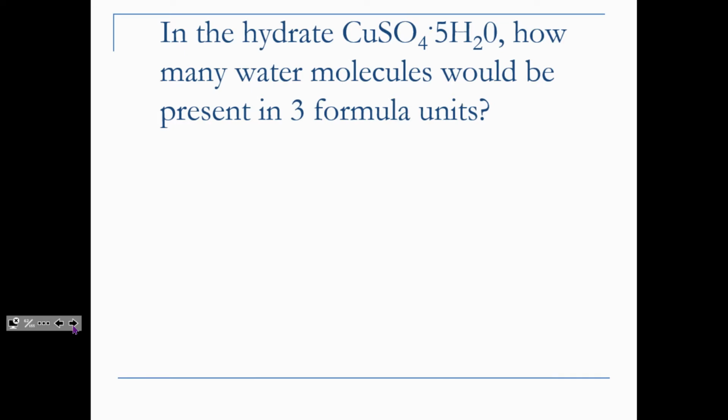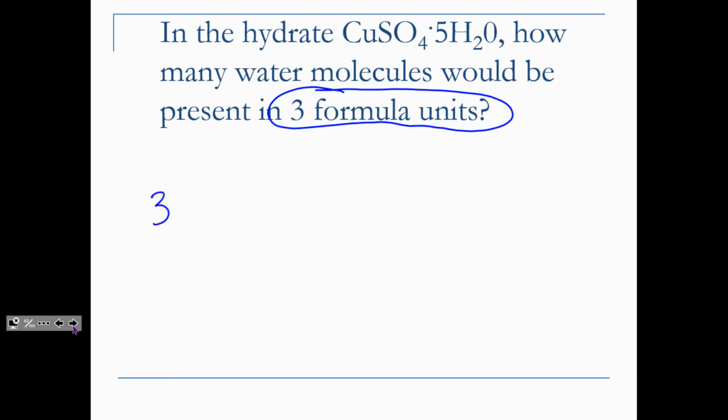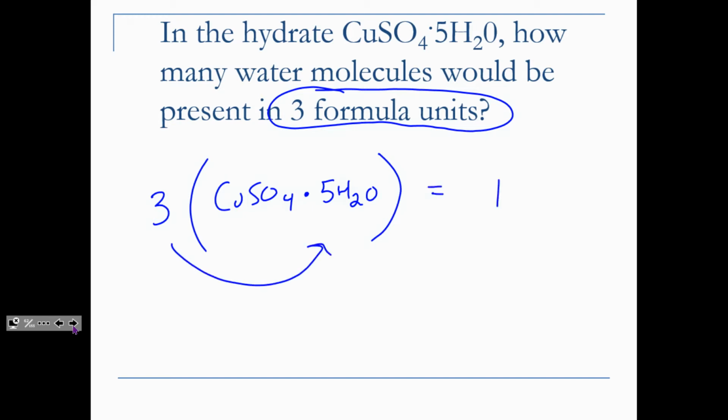In the hydrate copper 2 sulfate pentahydrate, how many water molecules would be present if we had 3 formula units of this compound? Well, if you have 3 formula units, and there are 5 waters within the structure, we would distribute that 3 and say that there are 15 total H2O molecules within 3 of them.